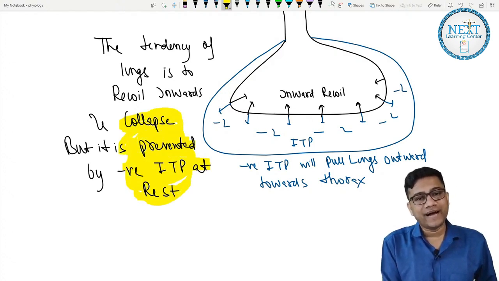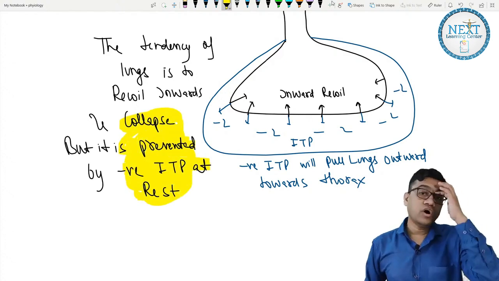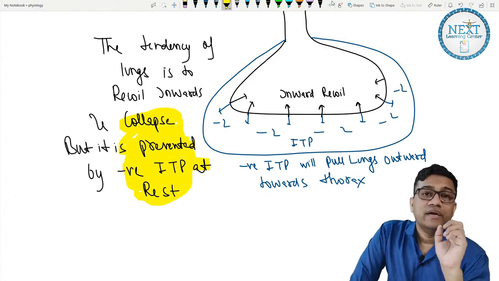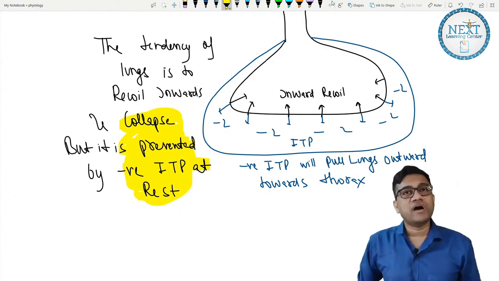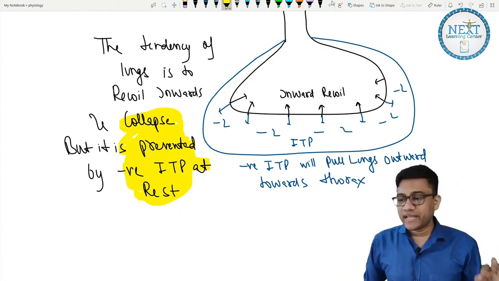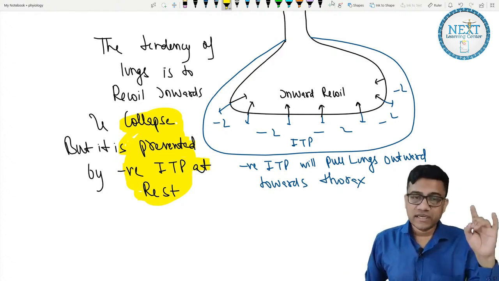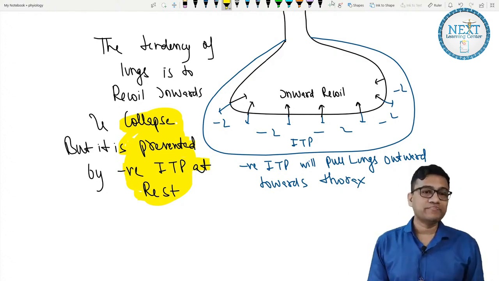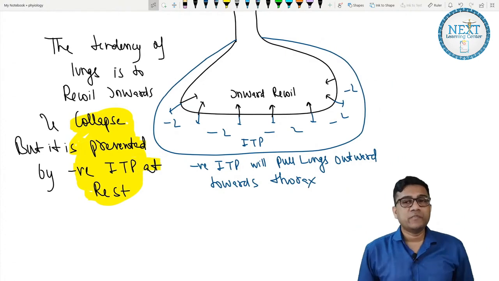So please mark this in highlighter and recall and remember it thousands of times: what is preventing collapse of the lung in a healthy person? The answer is negative ITP. I hope it's clear. Now let me prove it.